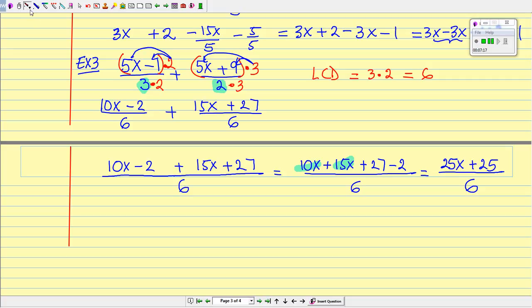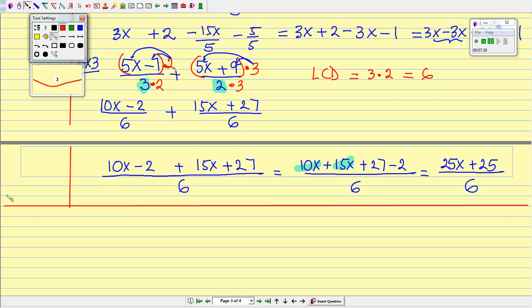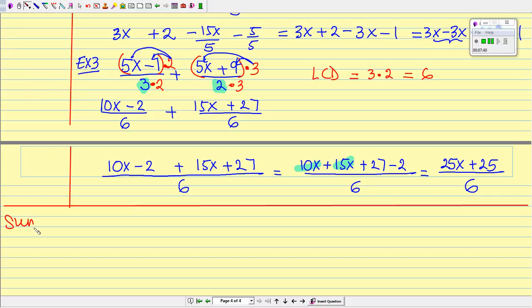Okay, so let's go ahead and draw a horizontal line, and then write down our summary. Erase any extra that you have below this horizontal line. So let's write our summary.